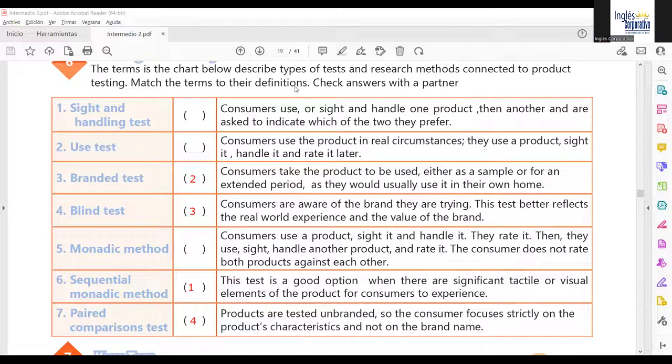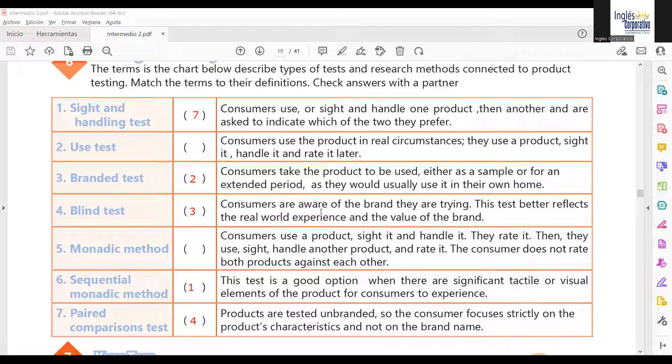Okay. One, two, three, four, five, six, seven. Maybe the last is the first. The cost comparison test. The sequential, because the sequential monadic method maybe is below the number three. Customer use a product, sight it and handle it, and they rate it, then they use another. Is sequential.